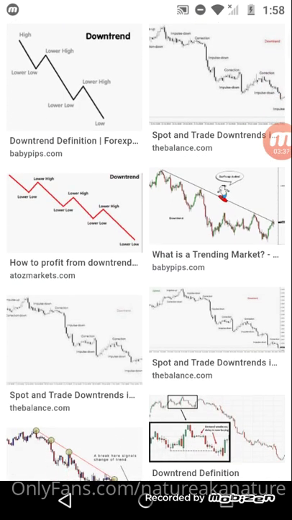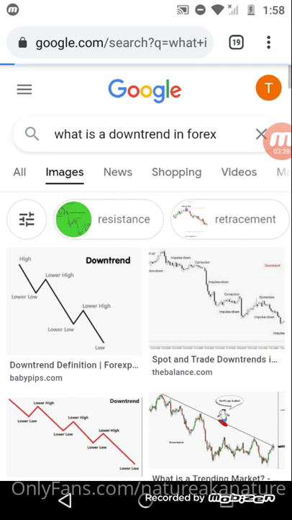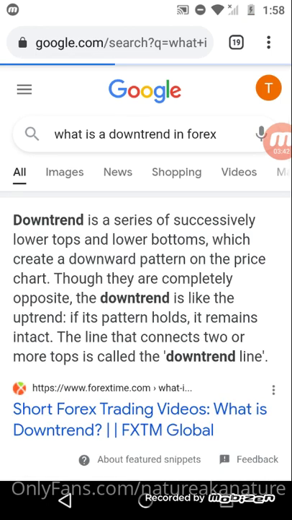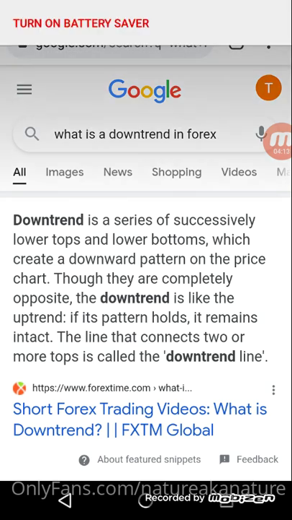So boom, let's actually talk about it. A downtrend is a series of successively lower tops and lower bottoms, which is lower highs and lower lows, which create a downward pattern on the price chart. Though they are completely opposite, the downtrend is like the uptrend. If the pattern holds and remains intact, the line that connects two or more tops is called a downtrend line. So you want to sell from swing high to swing low.